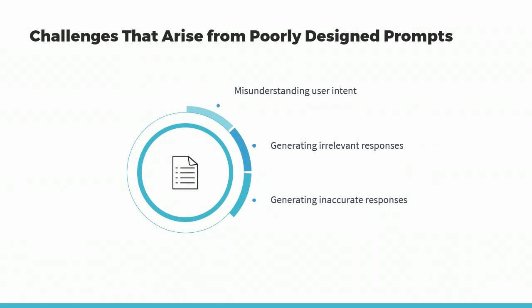Generating inaccurate responses. A prompt that is ambiguous or poorly phrased can cause ChatGPT to generate responses that are inaccurate or misleading. For example, a prompt like "Tell me about cars" is ambiguous and can lead to responses that are too broad or vague. And finally, confusing the model. A prompt that is too complex or contains multiple questions can confuse the model. For instance, a prompt like "Can you tell me the best places to eat in this city?" and "What's the weather like today?" contains multiple questions without context and can be confusing for ChatGPT to respond to accurately.